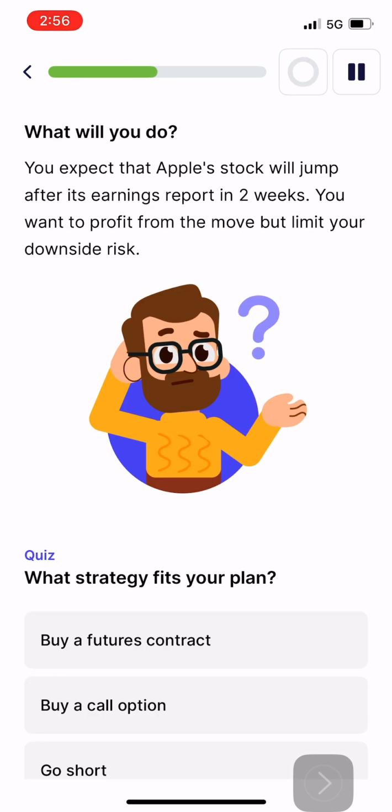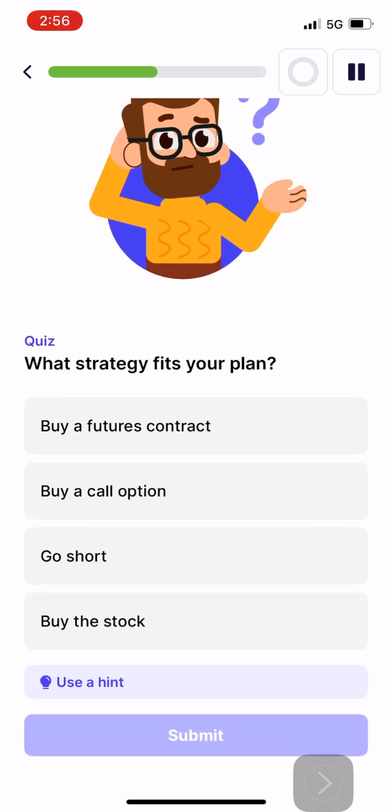You expect that Apple's stock will jump after its earnings report in 2 weeks. You want to profit from the move but also limit your downside risk. What strategy fits your plan? Should you buy a futures contract, buy a call option, go short, or buy the stock?